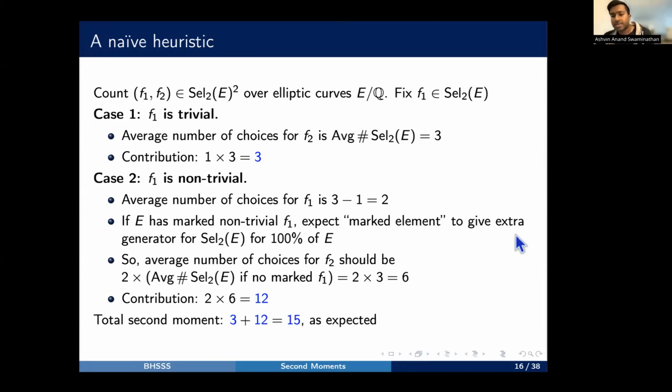You can actually use this very naive argument to write down the formulas from the Poonen-Rains heuristics in general. And in fact, our proof of the second moment result follows by making each step of this naive heuristic rigorous. That's a very brief explanation of the argument. All right.